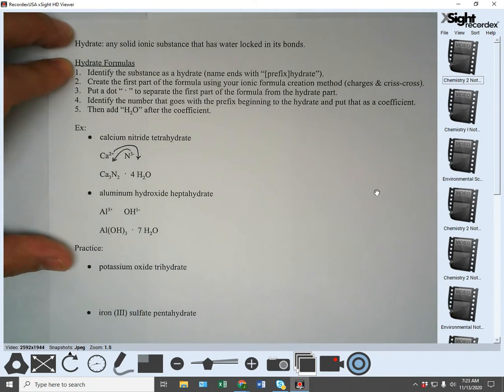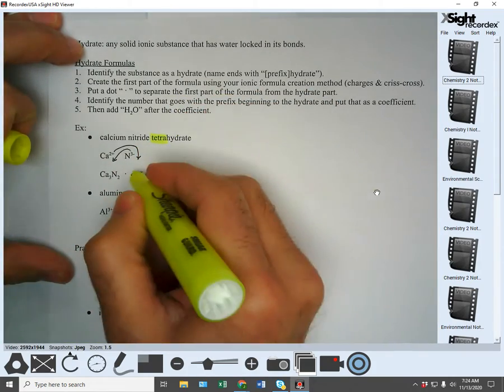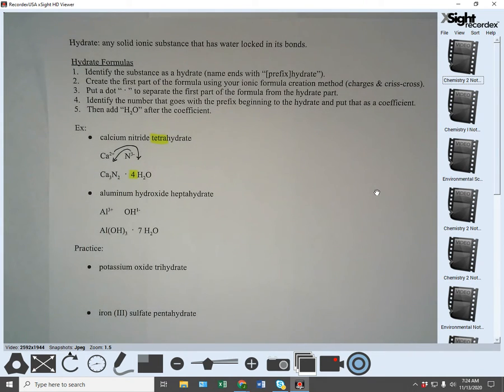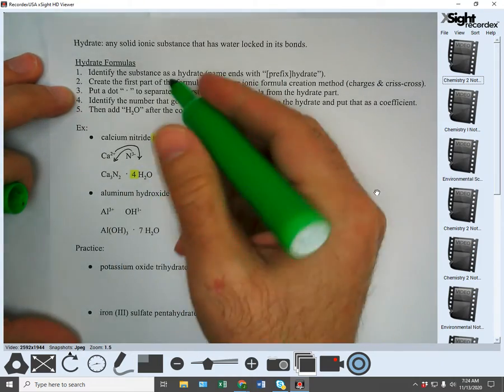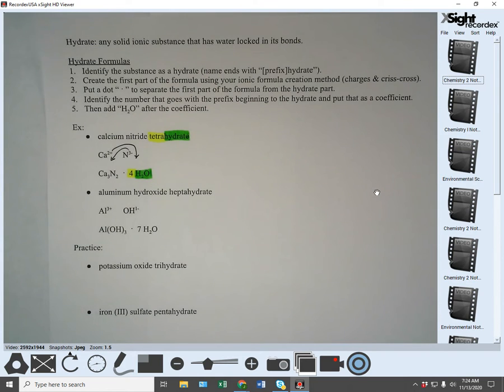Okay. Then tetra. The tetra part, tetra is 4. That's the mono, di, tris. If you don't remember them, they're in the binary molecular, the covalent naming notes. Okay. And then we put 4 for tetra, and then we put H2O for the hydrate part. Okay. That's all there is to it.